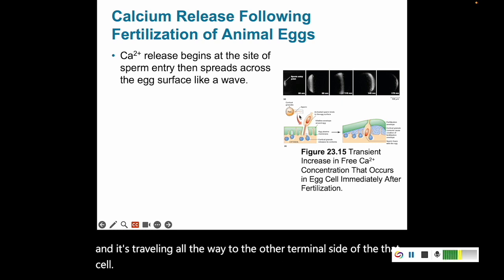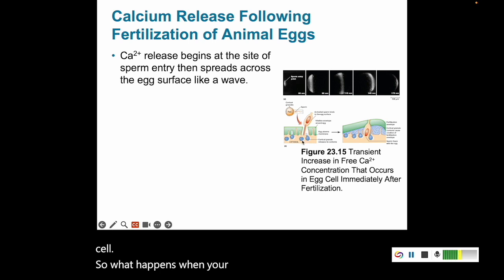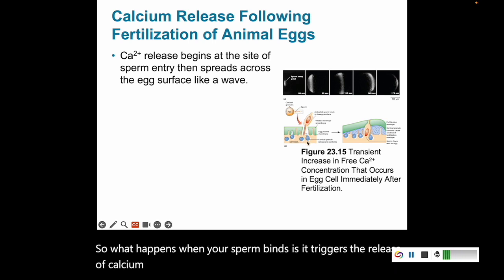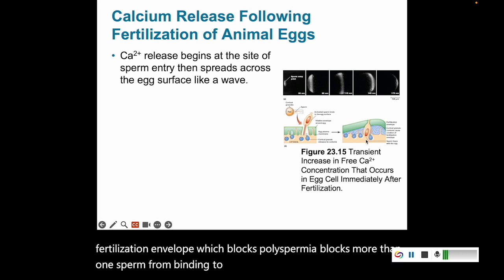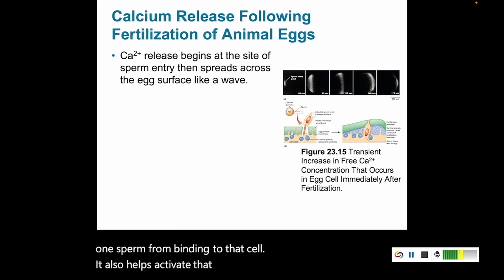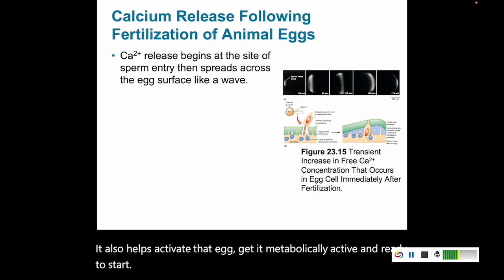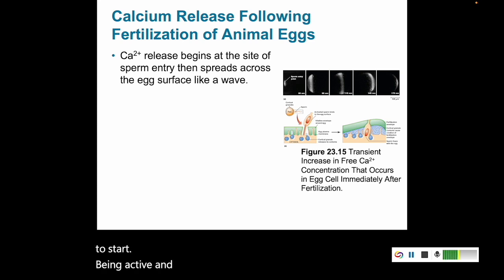So what happens when the sperm binds is it triggers the release of calcium, which is going to release these granules and form a fertilization envelope, which blocks polyspermy. It blocks more than one sperm from binding to that cell. It also helps activate that egg, get it metabolically active and ready to start dividing into an embryo.